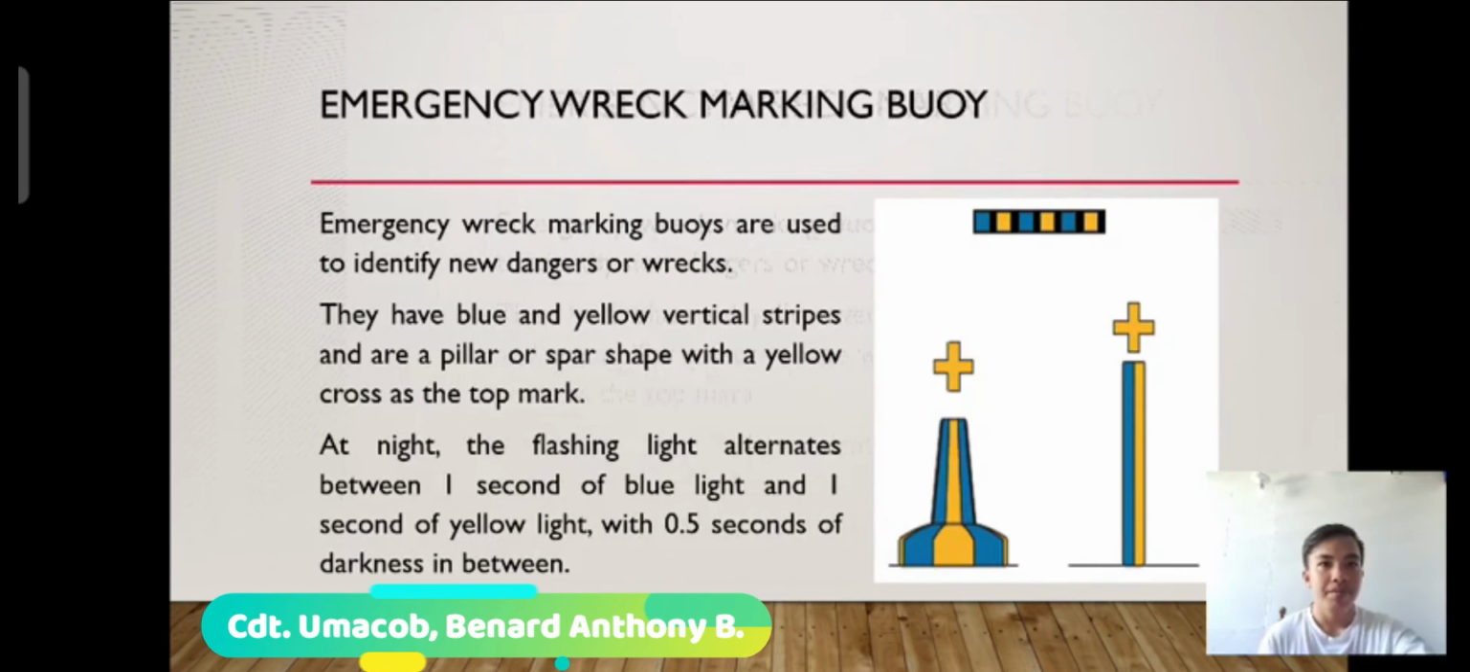Next, emergency wreck marking buoys. Emergency wreck marking buoys are used to identify new dangers or wrecks. They have blue and yellow vertical stripes and are pillar or spar shaped with a yellow cross as the top mark. At night, the flashing light alternates between 1 second of blue light and 1 second of yellow light, with 0.5 seconds of darkness in between. So that's all. The next reporter will be Tabia.